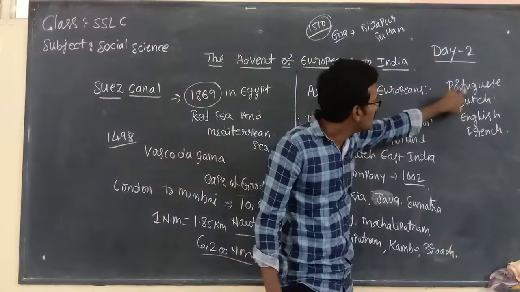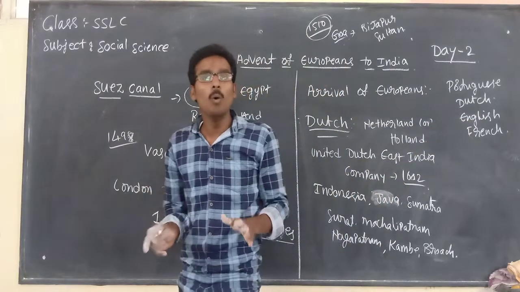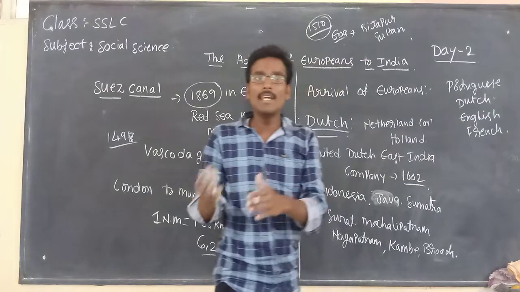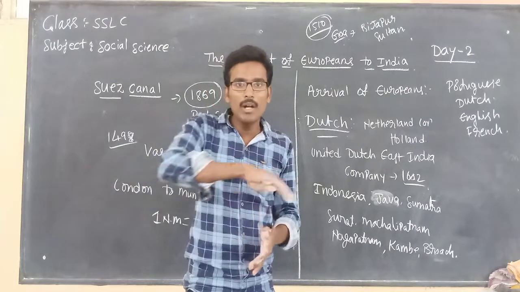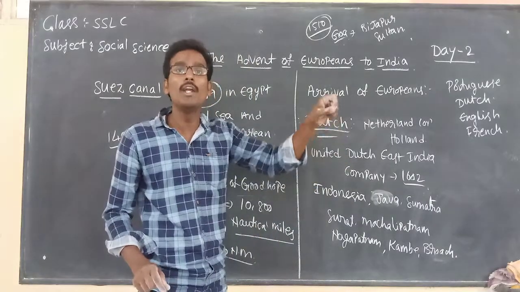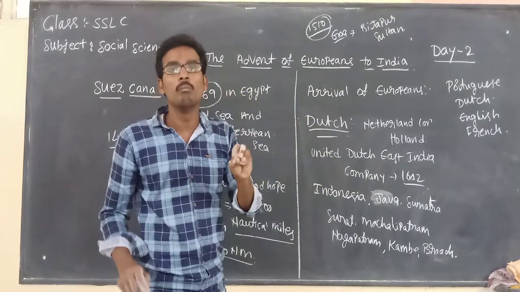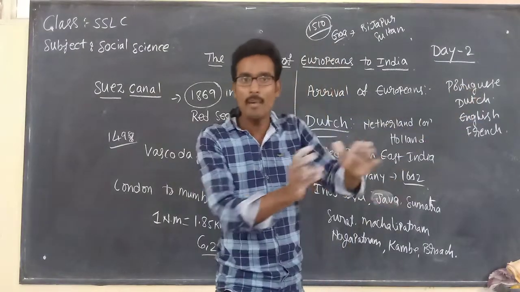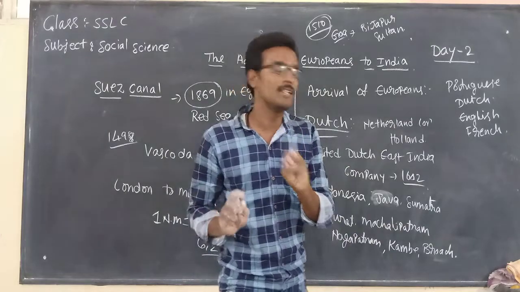Portuguese, Dutch and French, especially the Portuguese and Dutch, their interest was limited to trade. But after the British arrived, initially they also concentrated only on trade. After that, by observing the political situation in India, they wanted to gain political supremacy over our country. That is the reason most of the years in India were ruled by the English. Apart from the topic, first of all, how they arrived and where they established important trade centers.